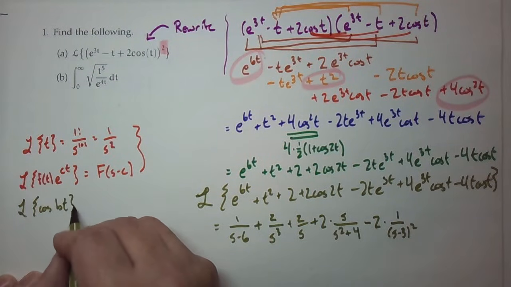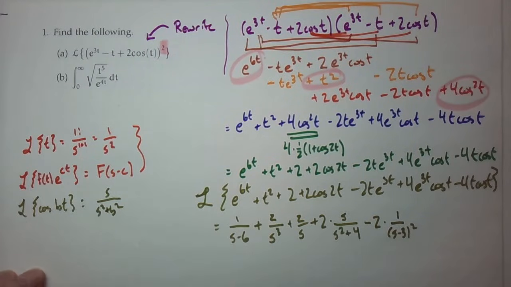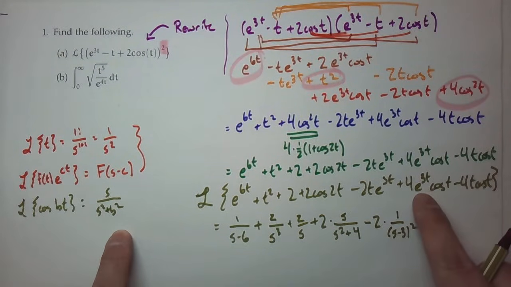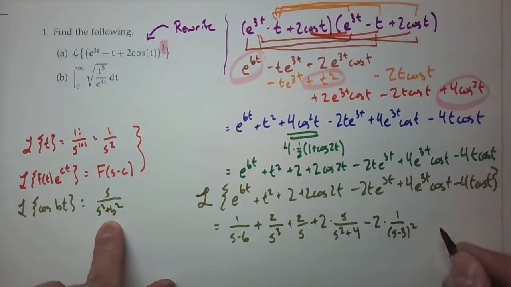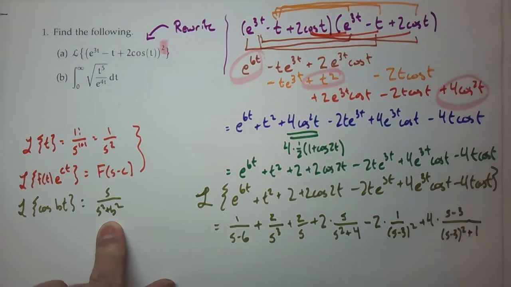Cosine bt is s over s squared plus b squared. And so this is going to be very similar here. We just have to remember we're doing a shift. So everywhere where we see an s, we put s minus 3. So 4 times s minus 3, over s minus 3 squared plus 1 squared.